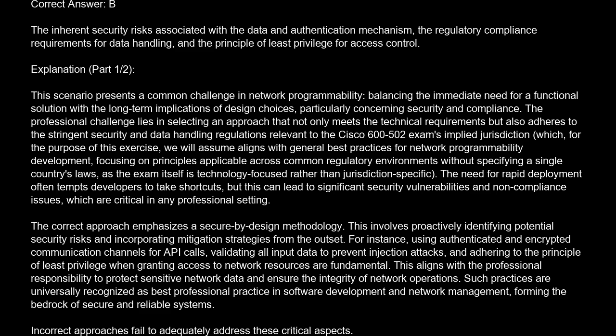For instance, using authenticated and encrypted communication channels for API calls, validating all input data to prevent injection attacks, and adhering to the principle of least privilege when granting access to network resources are fundamental. This aligns with the professional responsibility to protect sensitive network data and ensure the integrity of network operations. Such practices are universally recognized as best professional practice in software development and network management, forming the bedrock of secure and reliable systems. Incorrect approaches fail to adequately address these critical aspects.